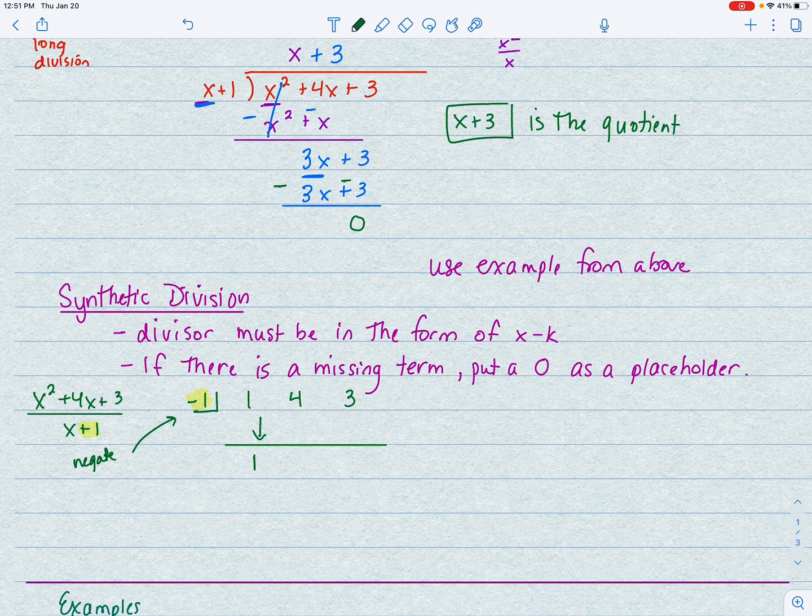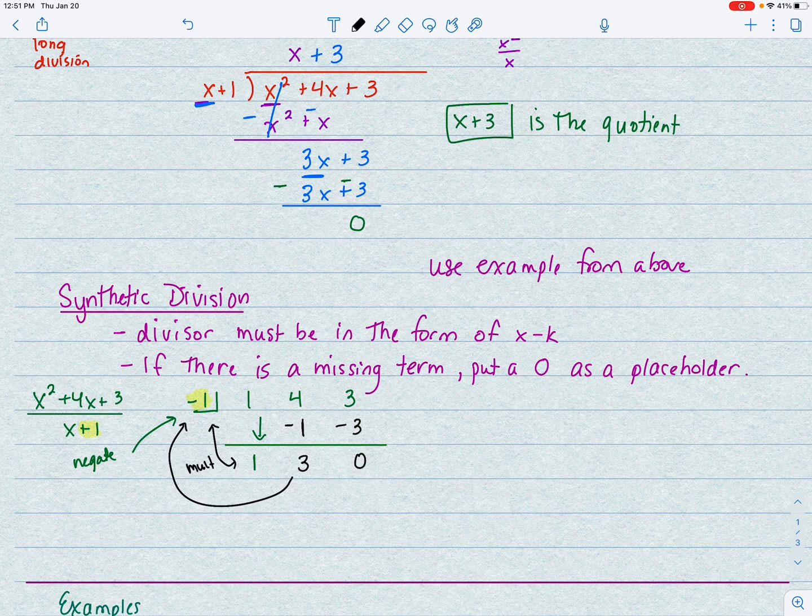Now, when we did long division, we multiply and then we subtract. But we don't have to subtract because we changed the sign of that divisor. So now we can just add. So now what I'm going to do is multiply by that, which is -1. I'm going to put it right under the 4, and then I'm going to add those. That gives me a 3. Now I multiply again, always by that. -3, add, I get 0.